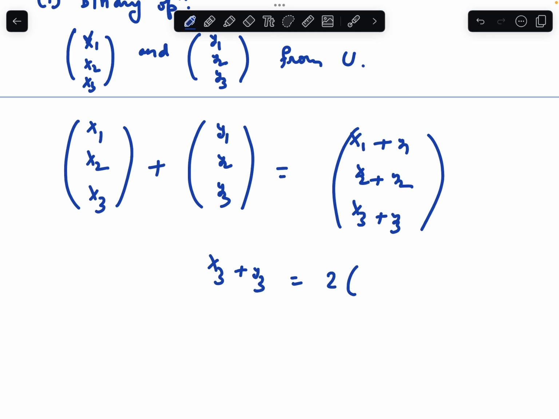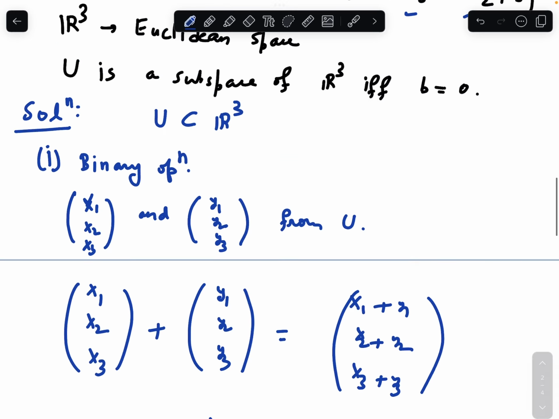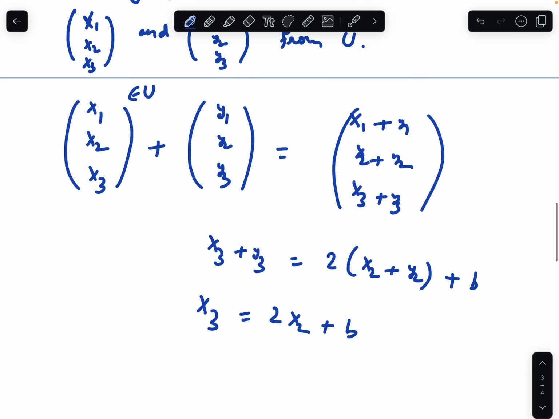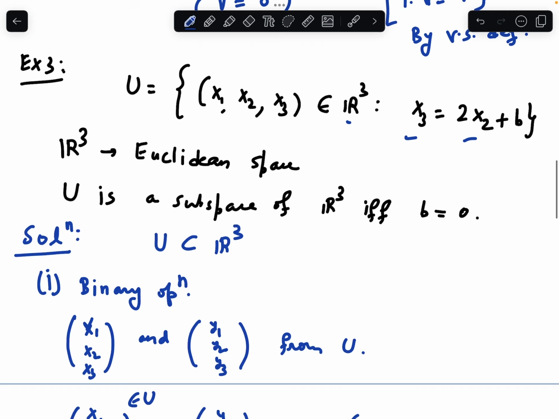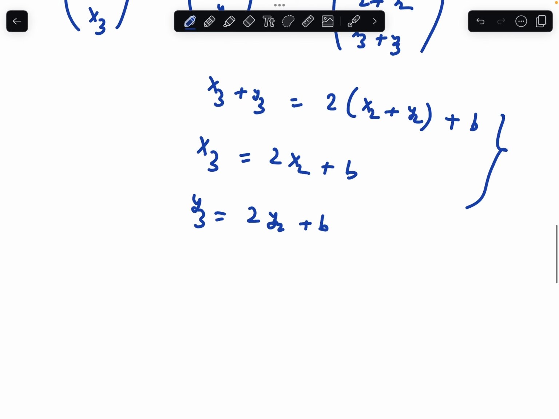See, 2x2 plus y2. Is this true or not? Let's see. So x3 is equal to 2x2 plus b because this guy is inside U. So it must satisfy this condition: x3 equal to 2x2 plus b. So we have this. Similarly, we have y3 equal to 2y2 plus b. Using these three equations, what do we get?